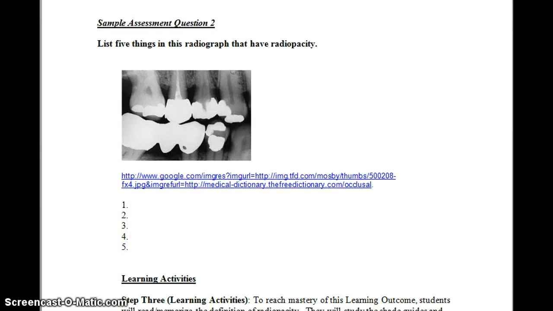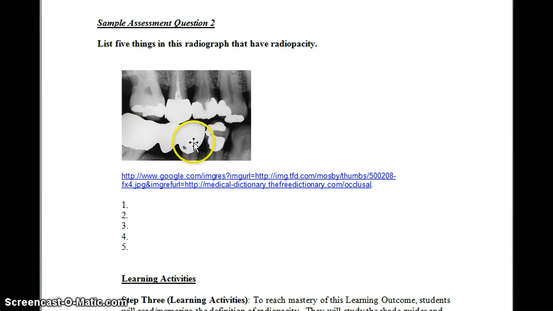Sample assessment question number 2. I've given my students a different type of x-ray. It's called the bite wing x-ray, also noting where the x-ray was found. So what I'm asking my students to do here is to look at the x-ray and just list 5 things that have radiopacity. Doesn't matter the level of radiopacity. So they've got quite a few things to choose from.